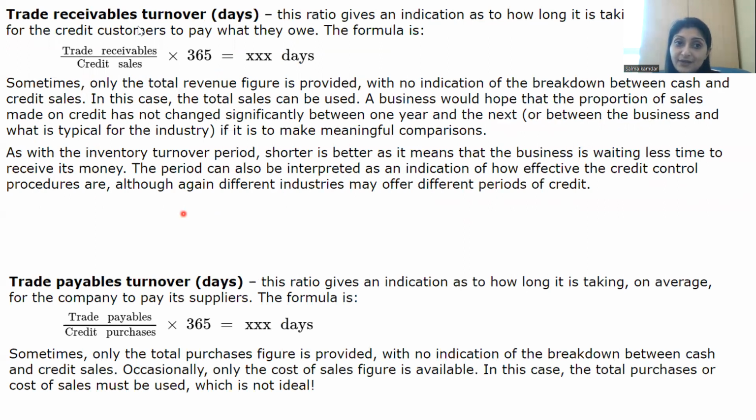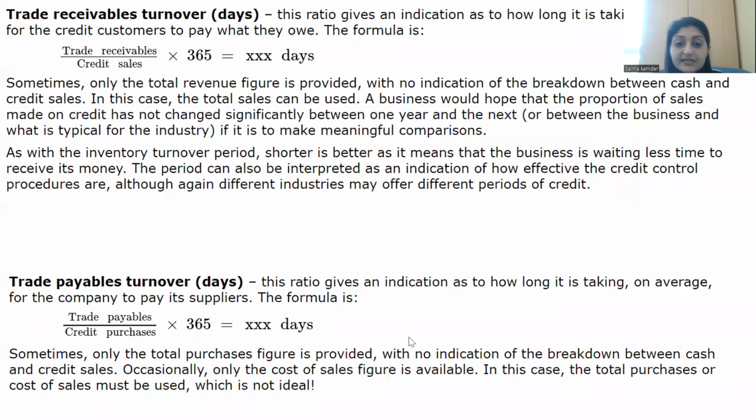The next efficiency ratio is your trade receivable turnover ratio. It tells you how long it is taking for your credit customers to pay you the money. It is given by the formula trade receivable over credit sales into 365. The next efficiency ratio is trade payable turnover ratio. It tells you how long it is taking for the company to pay its suppliers. So it will be trade payables over credit purchases.